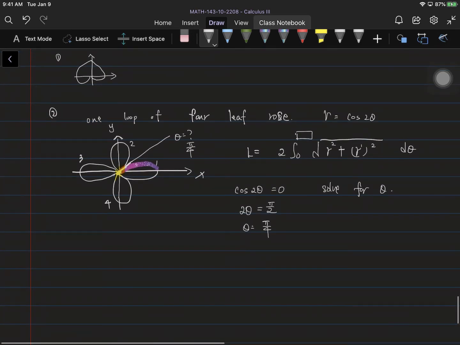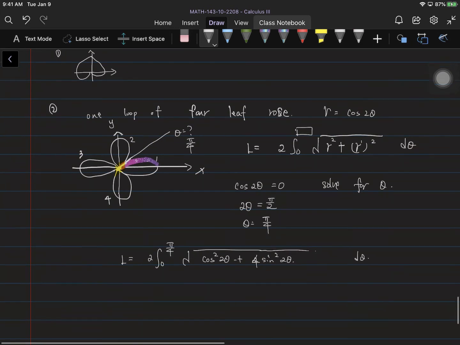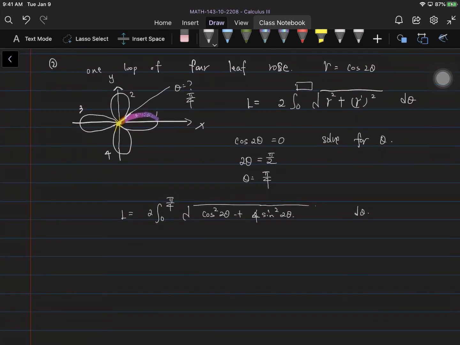So our integral becomes what? L equals 2 times the integral from 0 to pi over 4 of the square root of r squared, which is cosine squared 2 theta, plus r prime squared. The derivative is negative 2 sine 2 theta, and when we square it, 4 sine squared 2 theta. For this one, it's pretty difficult to evaluate. You can just stop here and just set up the integral.